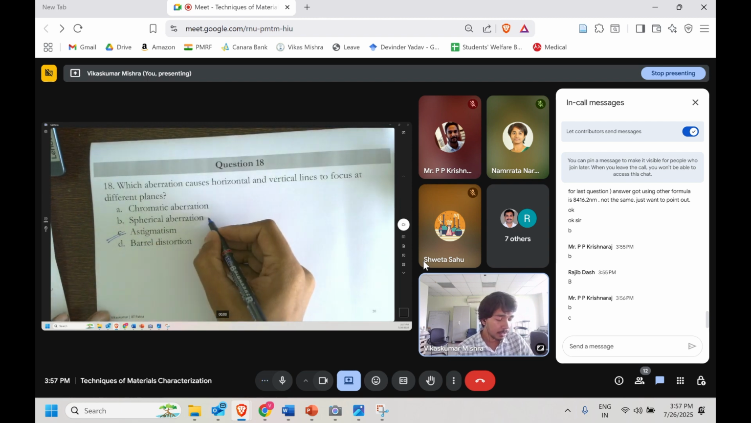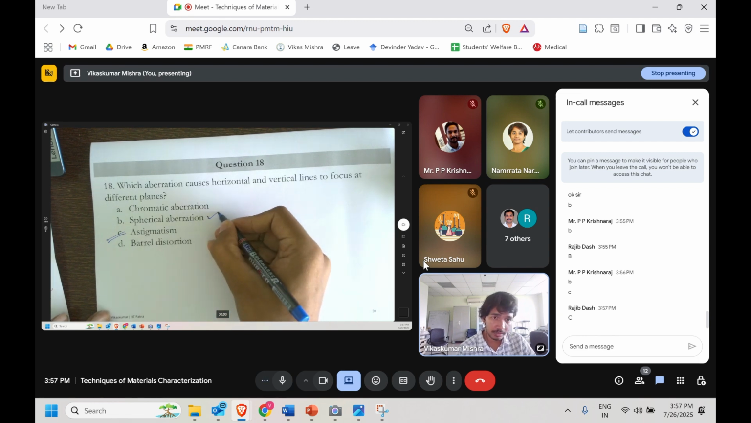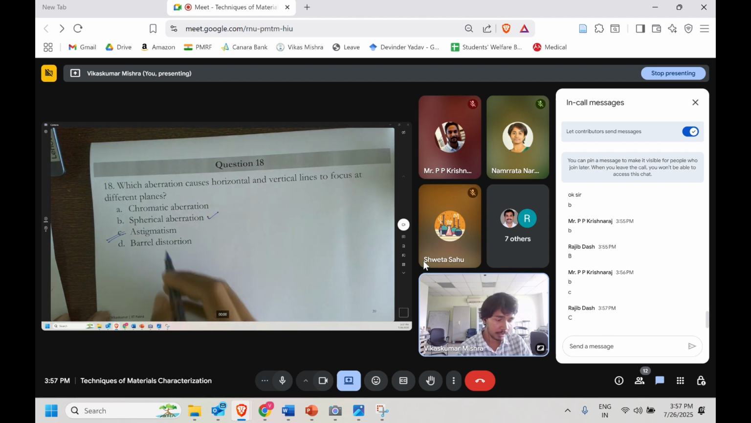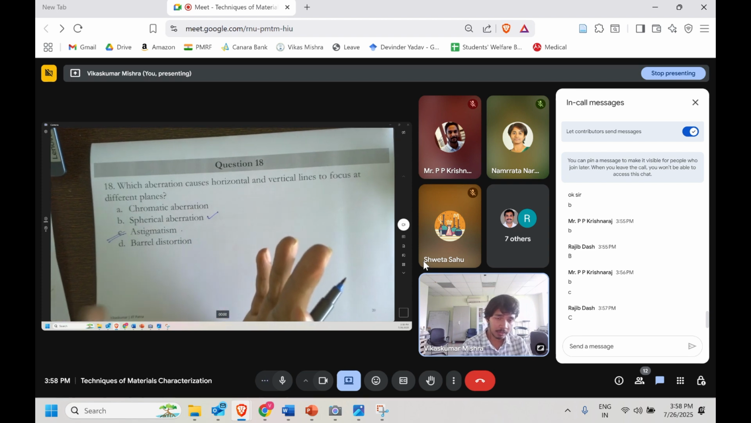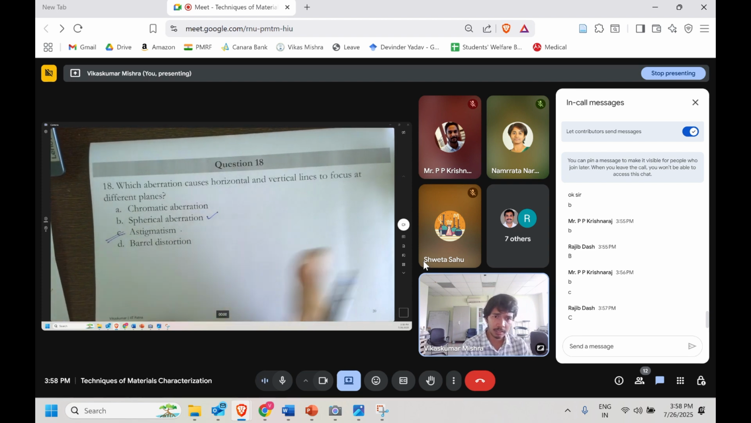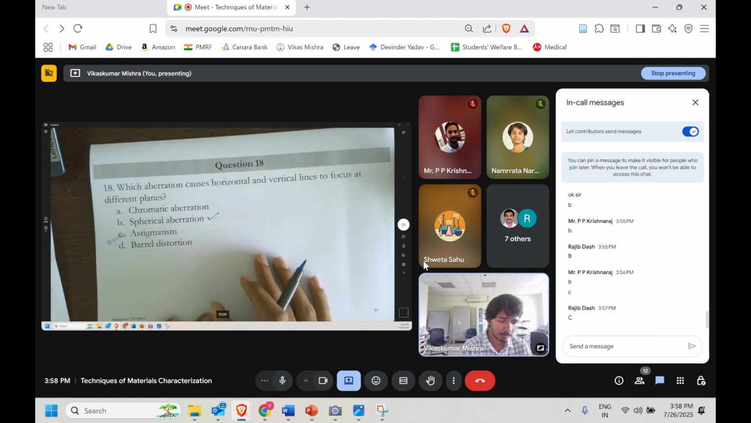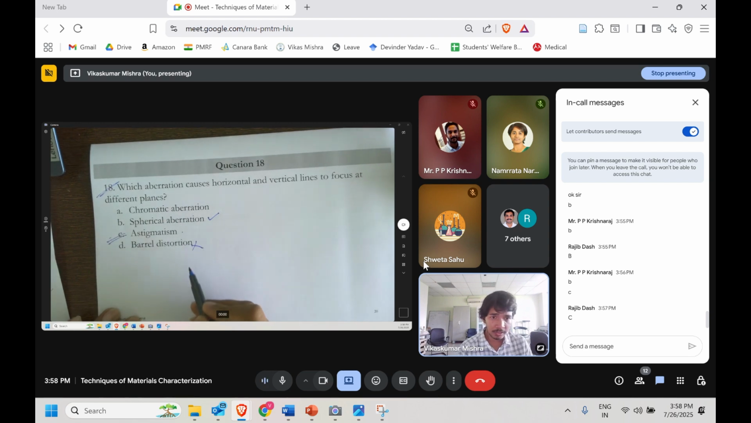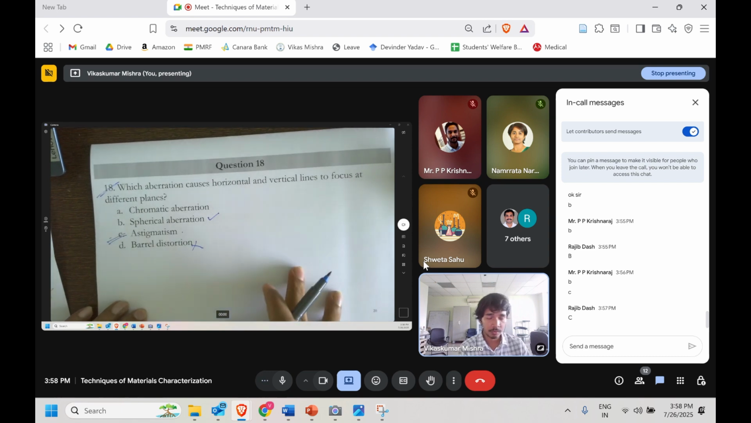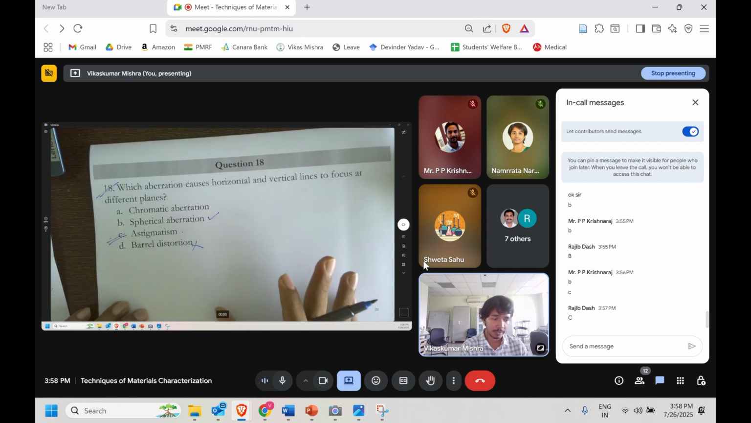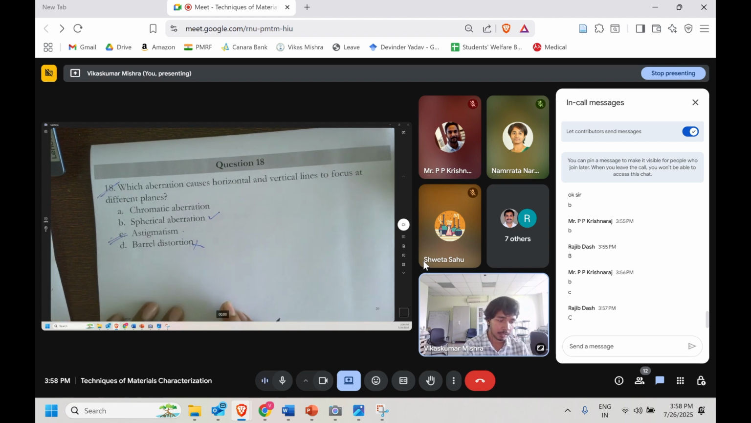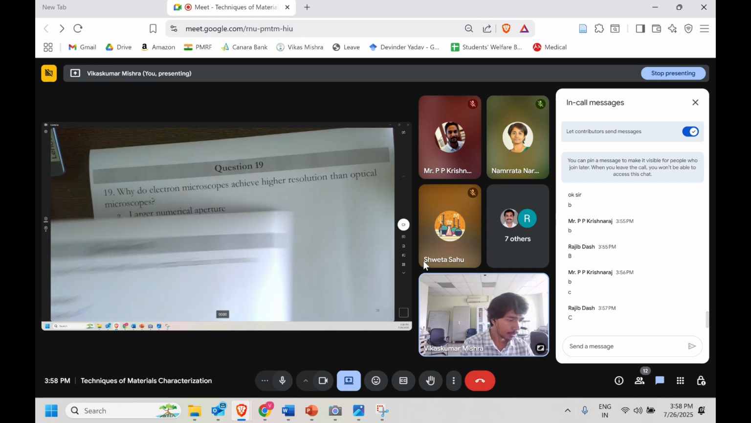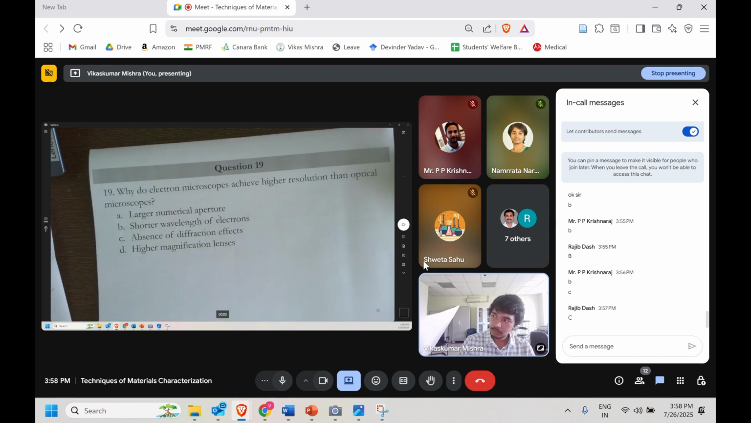This is happening because the horizontal line and the vertical line are focusing at two different regions. Right? So option C is the right answer. Barrel distortion, no. Barrel distortion is related to the magnification. At the center, near the optical axis, we'll get the higher magnification, while away from the optical axis, we'll get the magnification lower.